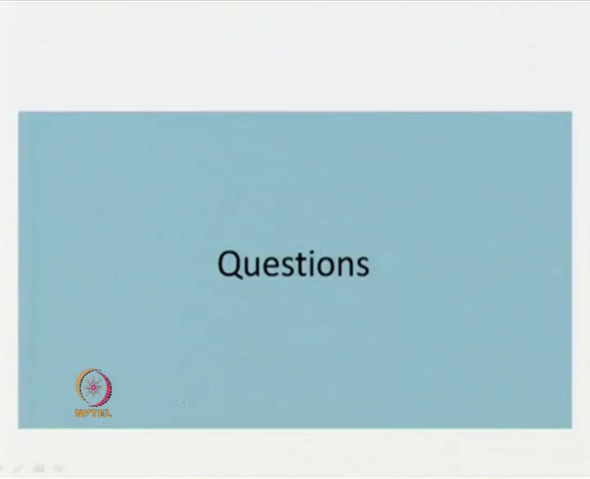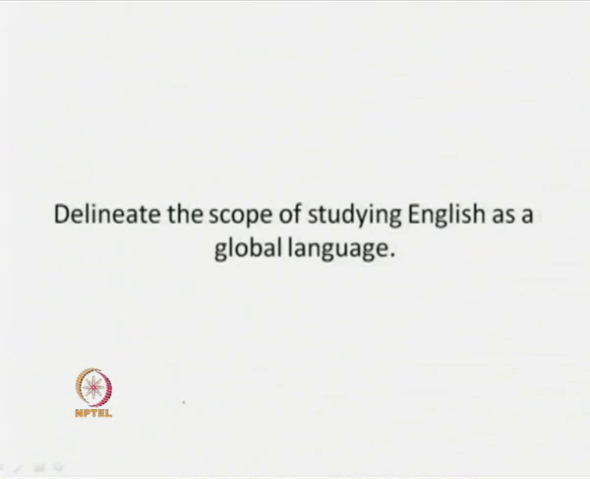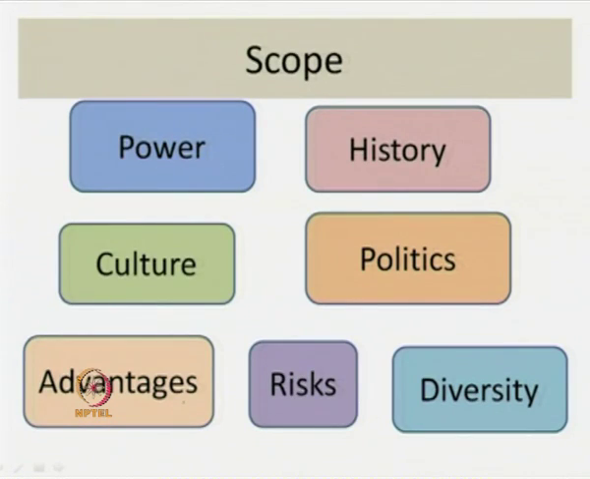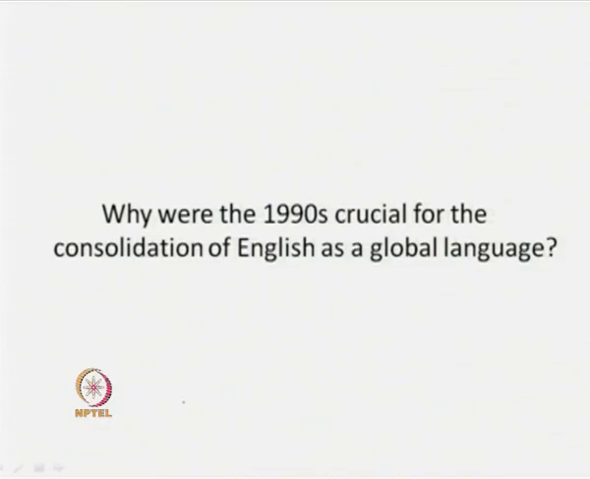So we now come to the questions, just a couple of questions really, with which we shall end this discussion on the globalization of English. If you ask a question like, delineate the scope of studying English as a global language, that is, in how many different ways can you study English as a global language? The answer is that we can study English as a global language from the point of view of power, history, culture, politics, the advantages of having a global language and the risks therein, and also with regard to the diversity of English, that is Englishes, the different Englishes, including, as we saw, different standard Englishes.